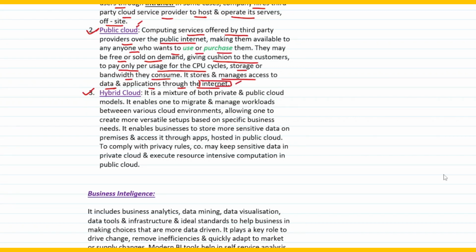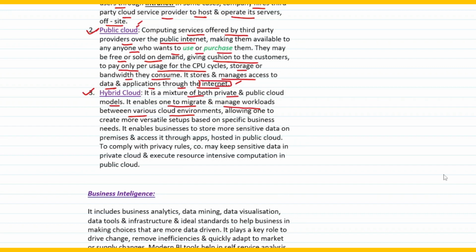Finally, we come to something called a hybrid cloud. Now, a hybrid cloud is a culmination of both private as well as public cloud. It is a mixture of both private and public cloud models. It enables one to migrate. Migrate means to shift and manage workloads. So all the workload that you are managing, a hybrid cloud can help you to do that. How? Between various cloud environments. So either it can be public also, private also.